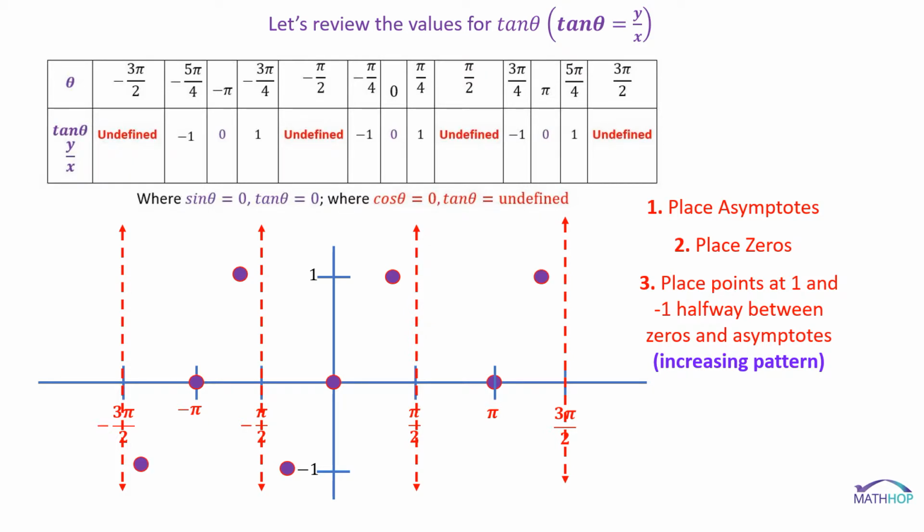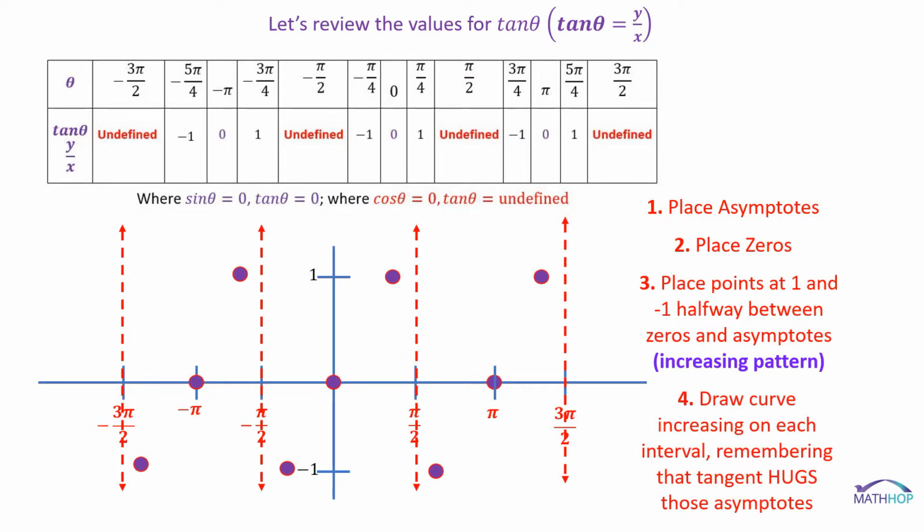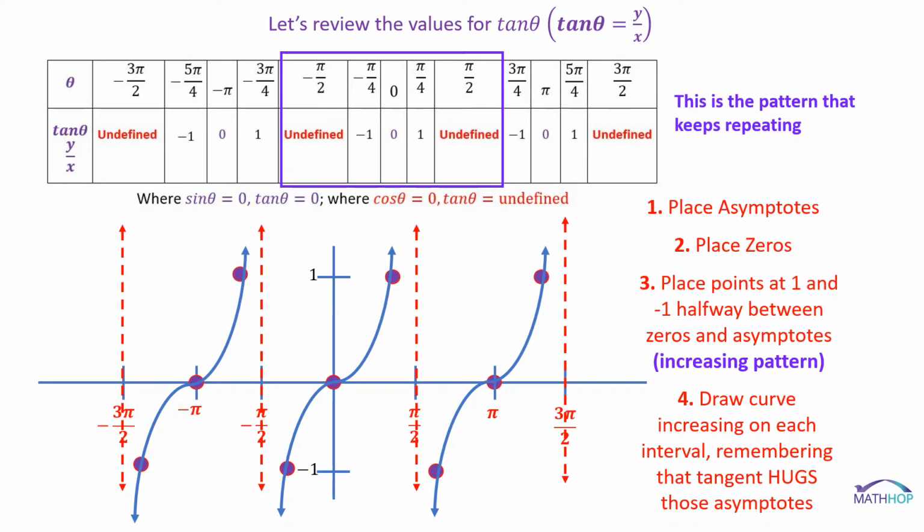Do it again with the third cycle. And now you can draw your curve on increasing patterns, right? You can draw your curve on each interval, remembering that the tangent graph hugs those asymptotes. So let's graph 1, 2, and 3. And that's it. Because this pattern keeps repeating. This is the pattern that keeps repeating.